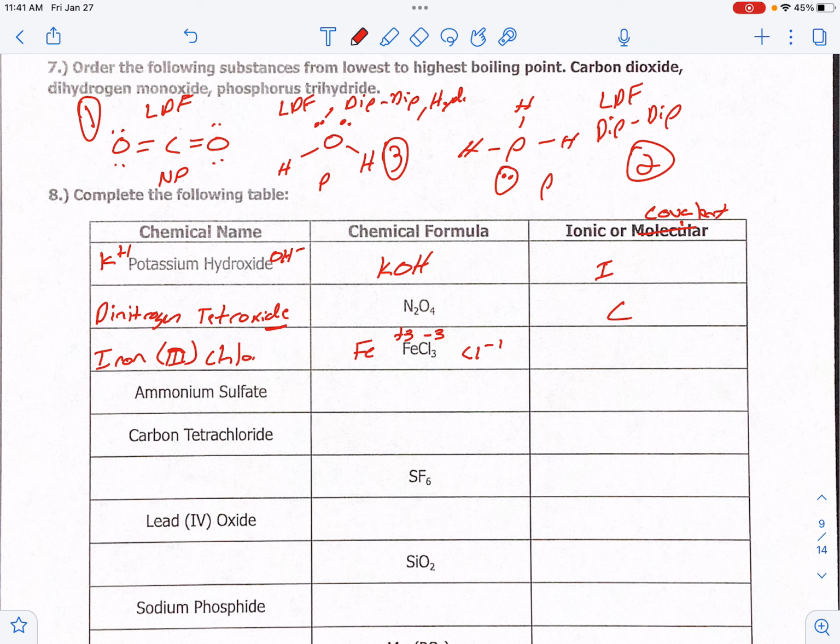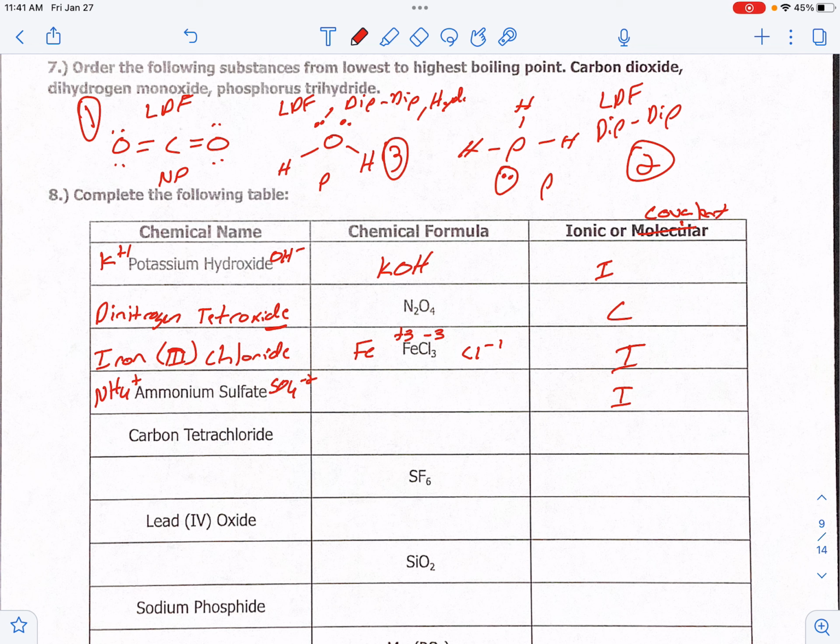Instead of chlorine, I'm going to put chloride. Okay, and this is ionic because you have a metal and a non-metal. Now, ammonium sulfate. Ammonium is NH4, because that's on your polyatomic list with a plus sign. And sulfate is SO4 with a -2. So this is actually ionic because, technically, in order to be ionic, it's a positive and a negative.